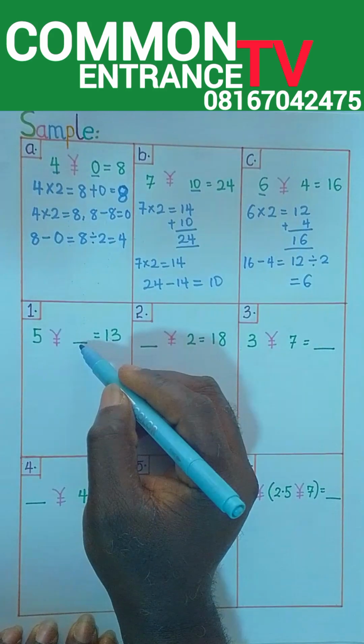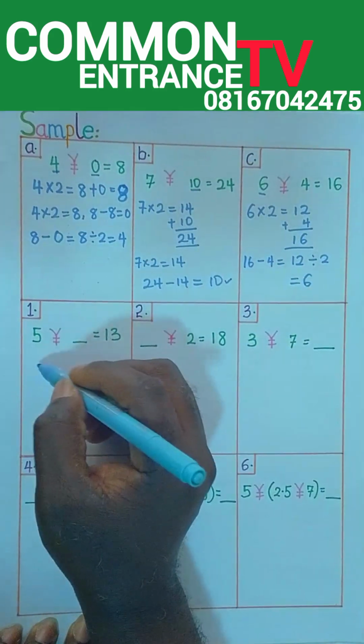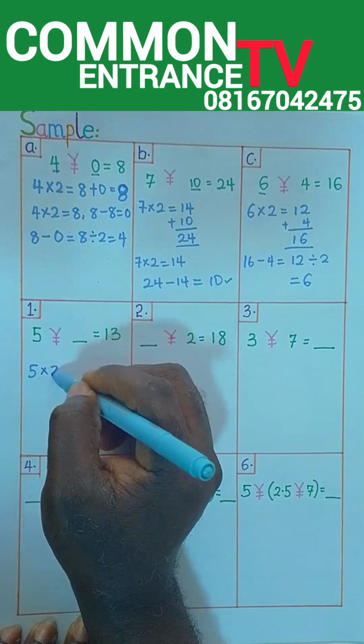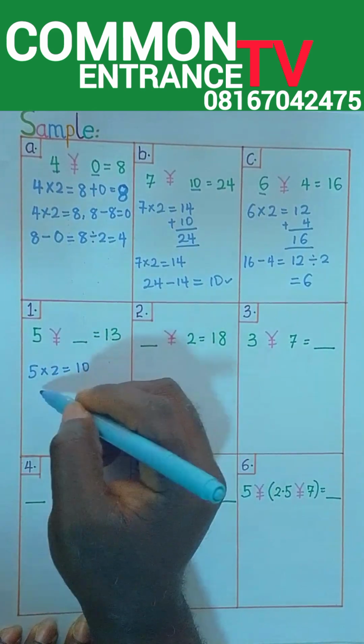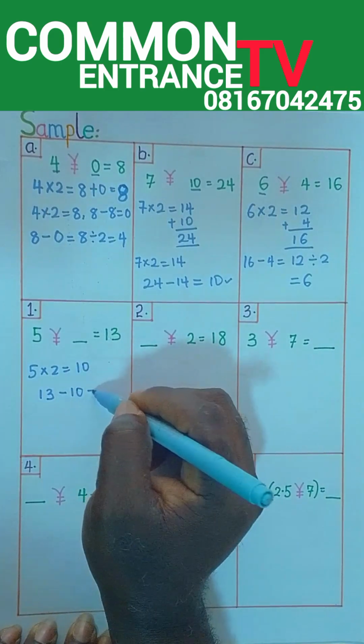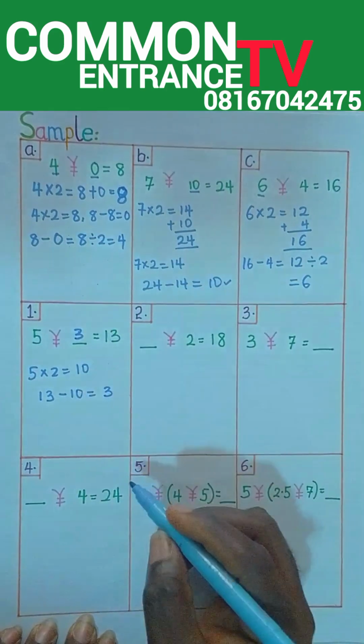This value here is missing. We can solve it using this method. So that is 5 times 2 will give us 10, and then 13 minus 10 will give us 3. So the answer here must be 3.